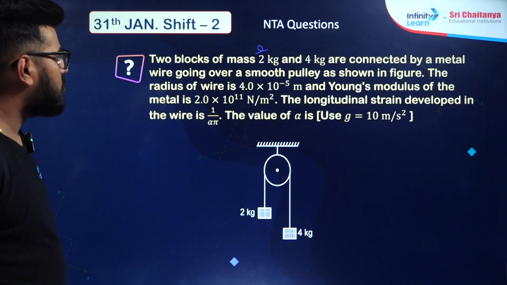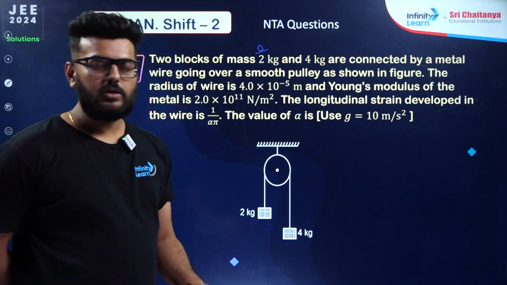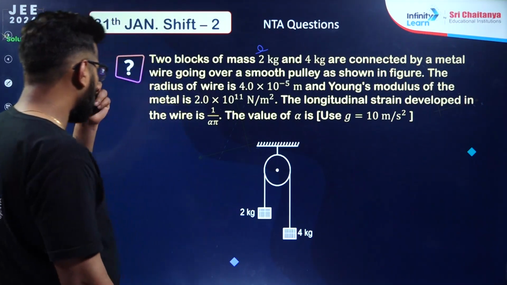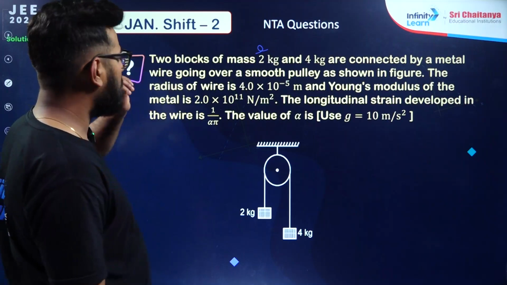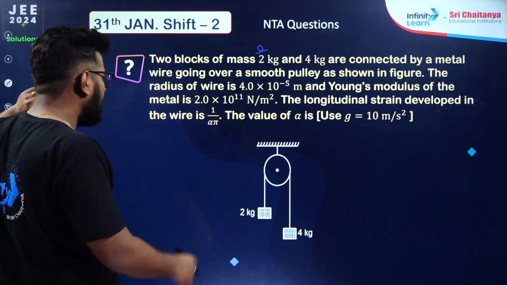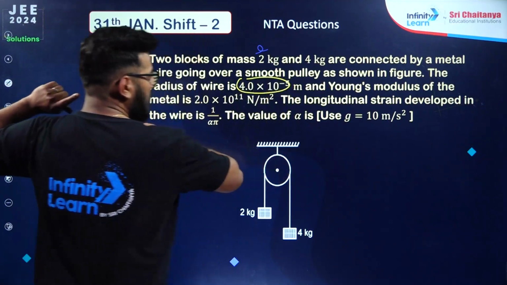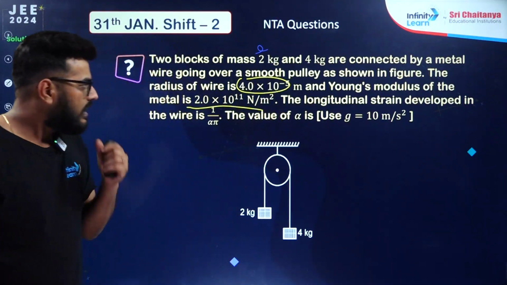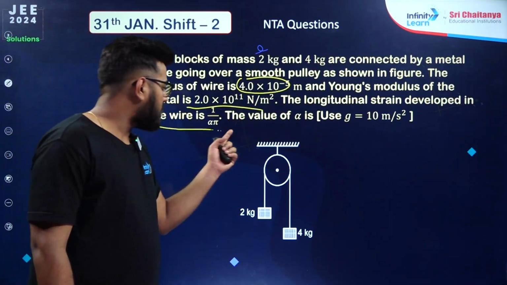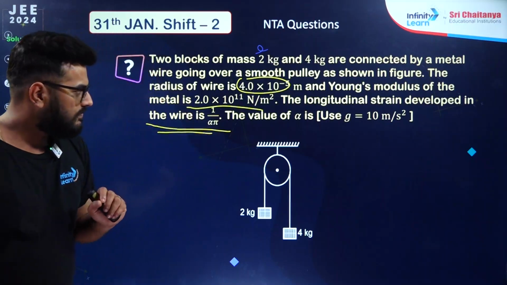Two blocks of masses 2 kg, 4 kg. So another question of Newton's laws of motion. Previous one was from current electricity. Two blocks of masses 2 kg, 4 kg are connected by a metal wire going over a smooth pulley as shown in figure. The radius of wire is 4 into 10 raised to the power minus 5 meter, and Young's modulus of the metal is this much. The longitudinal strain developed in the wire is this much. The value of alpha is.